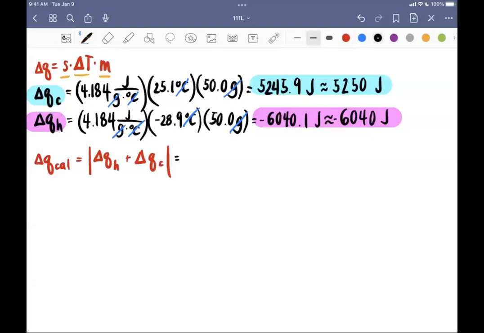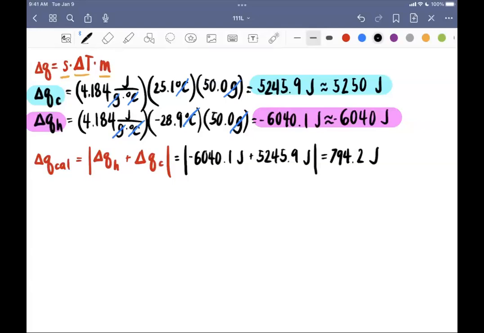So when we do this math, we see that negative 6,040.1 joules plus 5,245.9 joules, and taking the absolute value of that term, is going to give us 794.2 joules for our change in heat for the calorimeter.